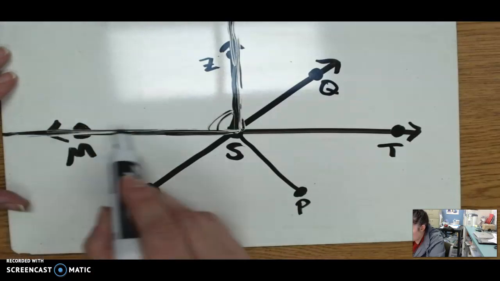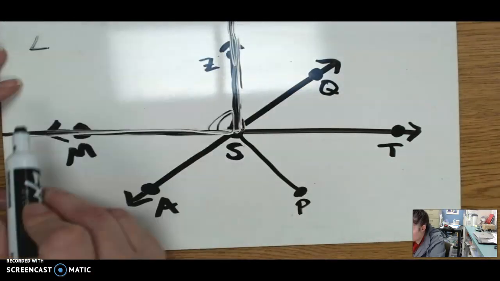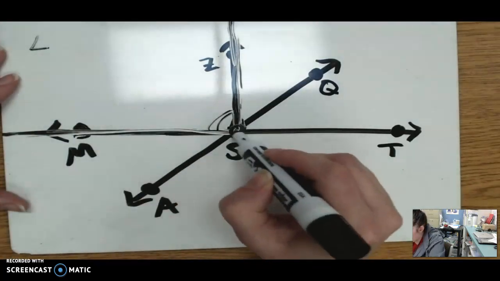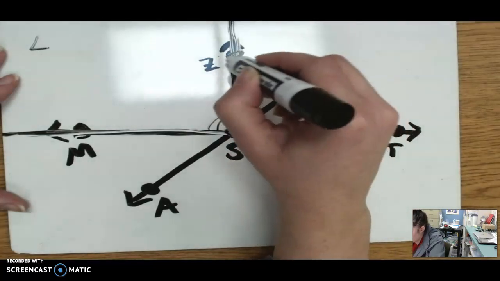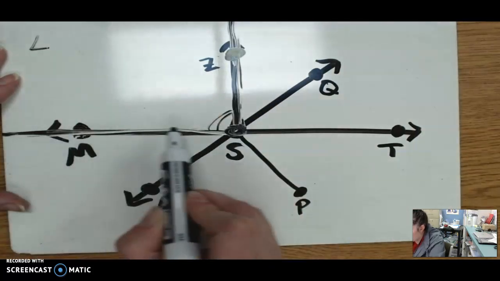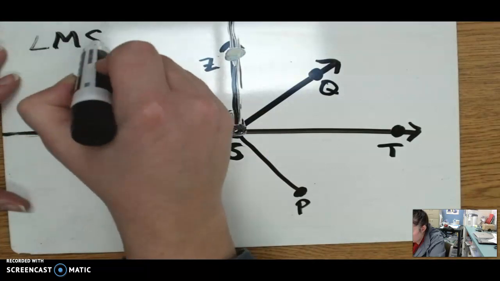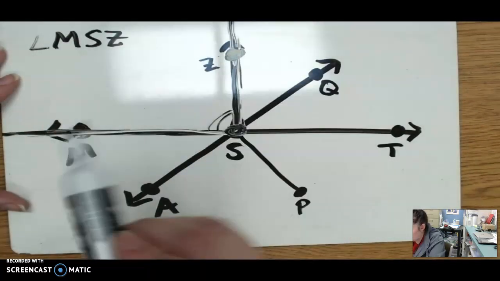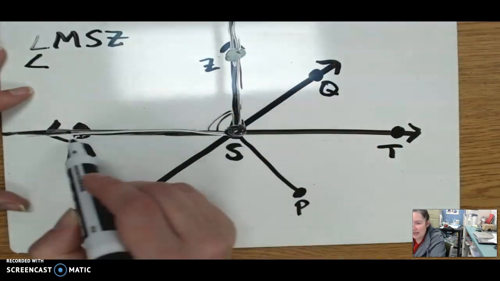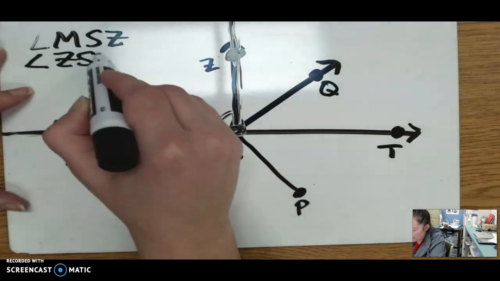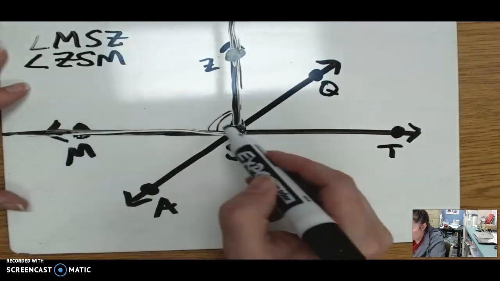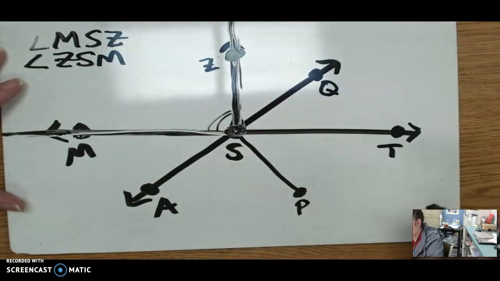So I would say, oh, this is angle... where am I starting? M. Then I have to go to the vertex, the middle, which is point S. Then it's up to point Z. So this angle right here is angle MSZ. Or we could go backwards and we could say, oh, this is angle ZSM. So that's how you would pronounce and write those angles.